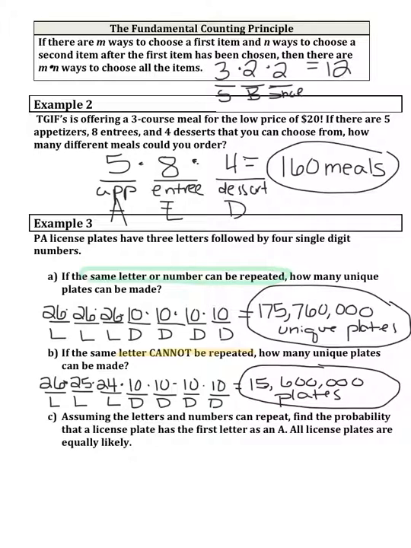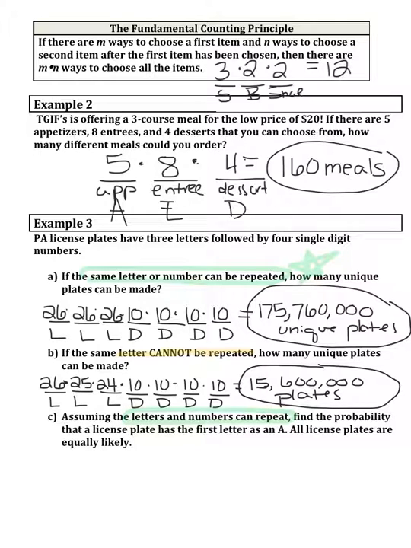Okay, so let's try one more and let's connect this back to probability. Assuming the letters and the numbers can repeat, I'm going back to that same problem. Where were the letters and numbers allowed to repeat? Guys, that's the same as A up here, so we already did that right here, okay? Assuming that the letters and numbers can repeat, find the probability this time that a license plate has the first letter as a letter A.